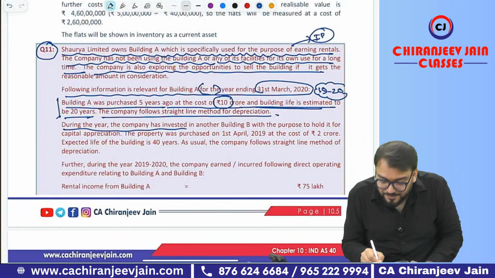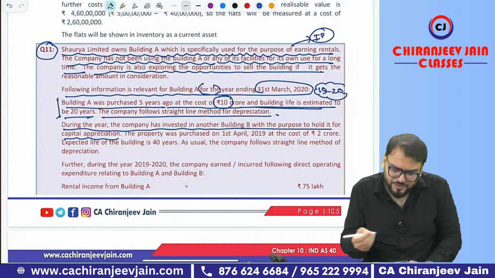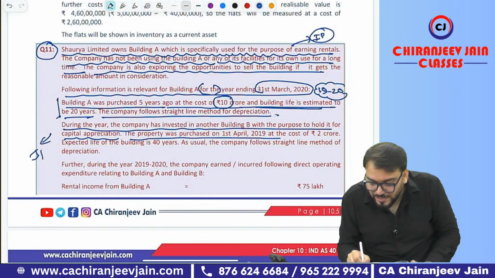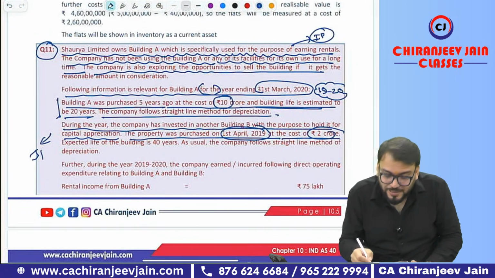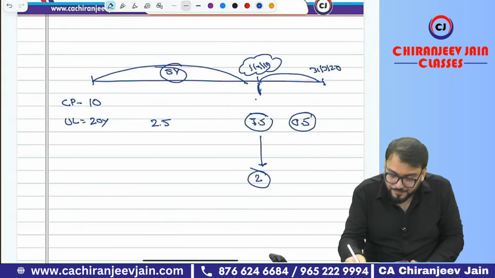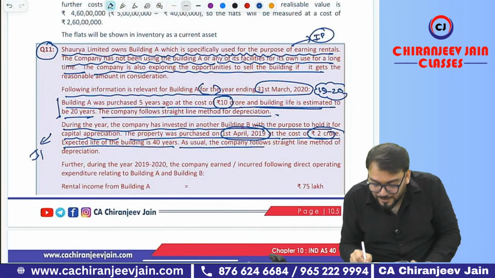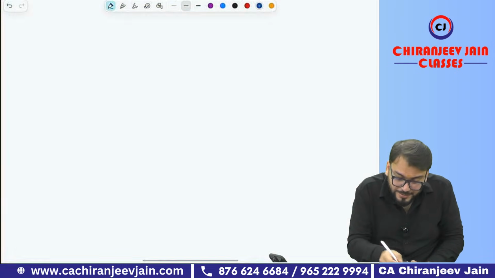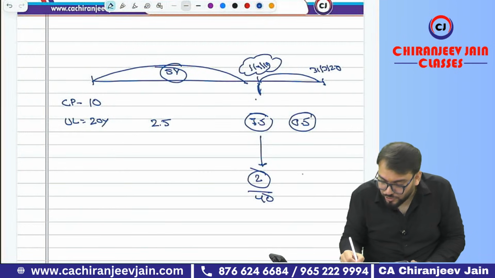Then during the year, the company has invested in another building, building B, for the purpose of holding it for capital appreciation. This is also investment property. The property was purchased on 1st April 2019 at a cost of 2 crore, so it was purchased at the beginning of the current year only. The expected life of the building is 40 years. As usual, the company follows the straight line method for depreciation. So now it is 40 years, so divide by 40. 2 divided by 40 is equal to 0.05.